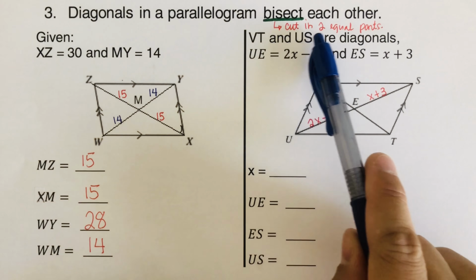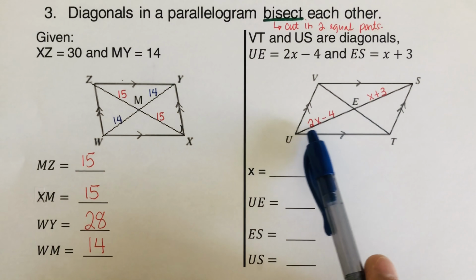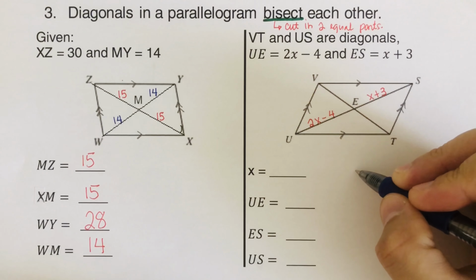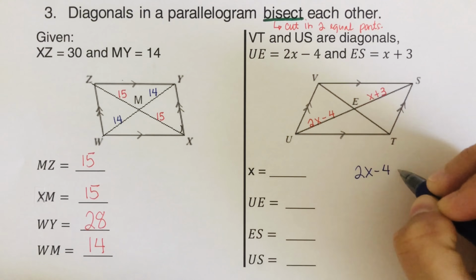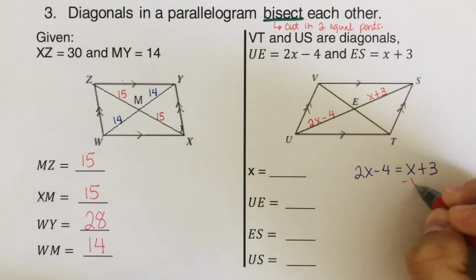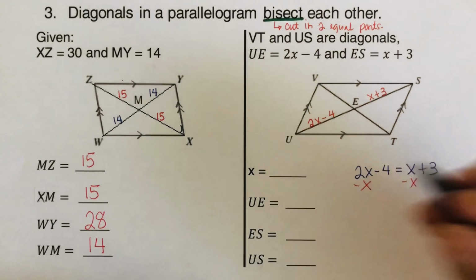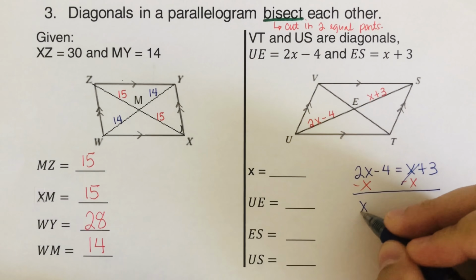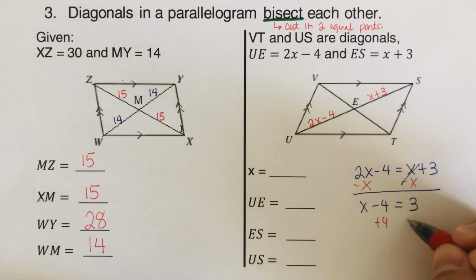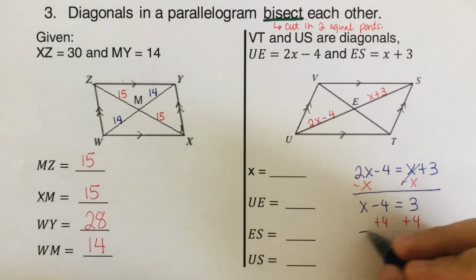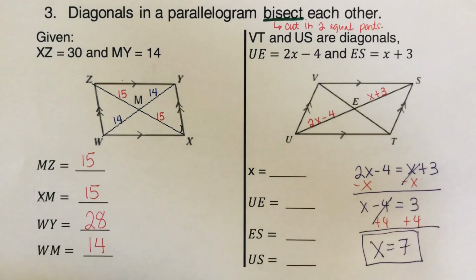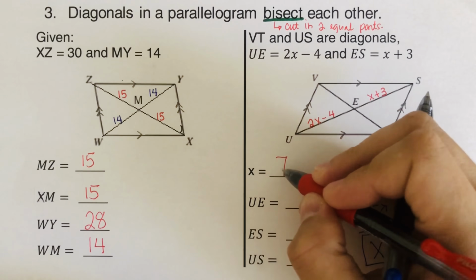Bisected means cut in two equal parts. So that means UE is equal to ES. We equal them to each other. So that would be 2x minus 4 equals x plus 3. So I'm going to subtract x from both sides, minus x here. So then we are left with x minus 4 equals 3. And then we add 4 to both sides, plus 4. So then we are left with x is equal to 7. So our x right here is 7.